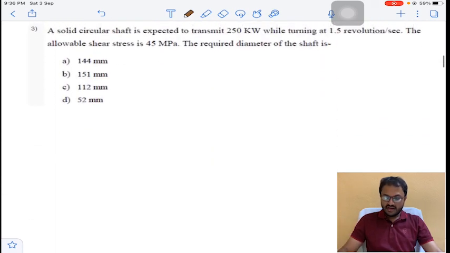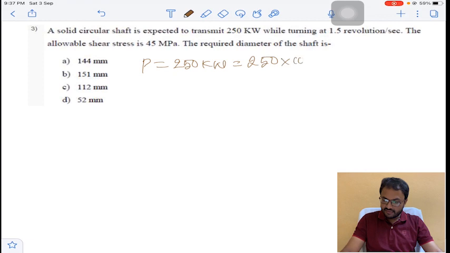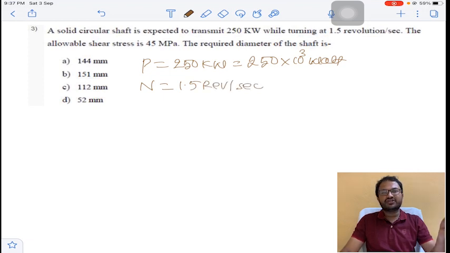Coming to question number 3. A solid circular shaft is expected to transmit power P is equal to 250 kilowatt, so that is equal to 250 into 10 cube watt, while turning at 1.5 revolutions per second, that is N is equal to 1.5 revolution per second. 1 revolution per second is equal to 60 revolutions per minute. So here 1.5 into 60, you will get 90 RPM.